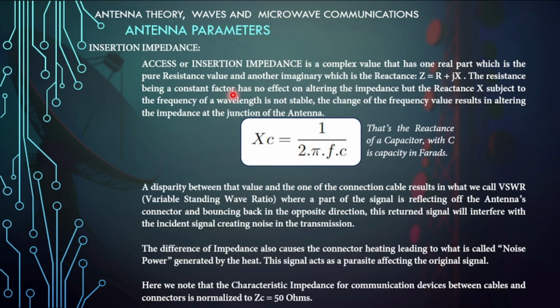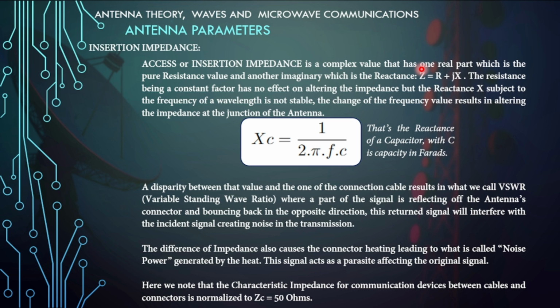Insertion impedance. Now, access or insertion impedance is a complex value that has one real part, which is the pure resistance, and another imaginary part, which is the reactance. Again, impedance is another word for electrical resistance. However, when we're talking about high frequency components, we no longer only address the resistance part, because it becomes so complex that you need to address a more complex term, which is the impedance.